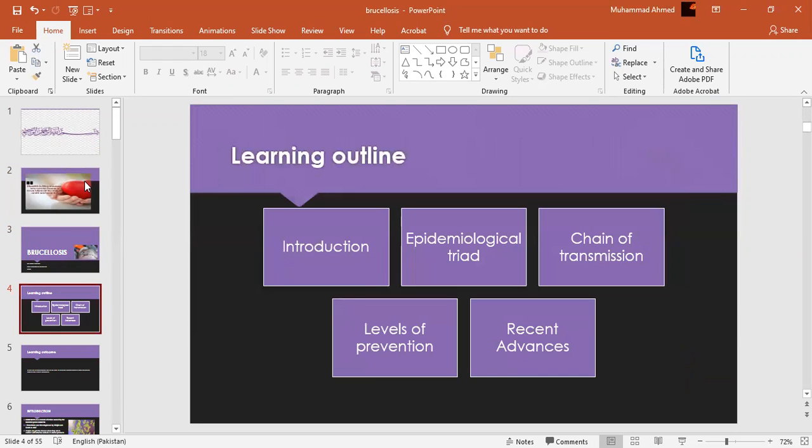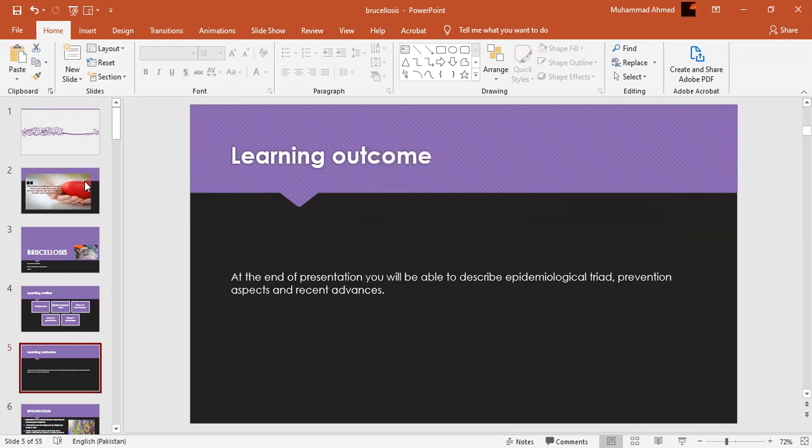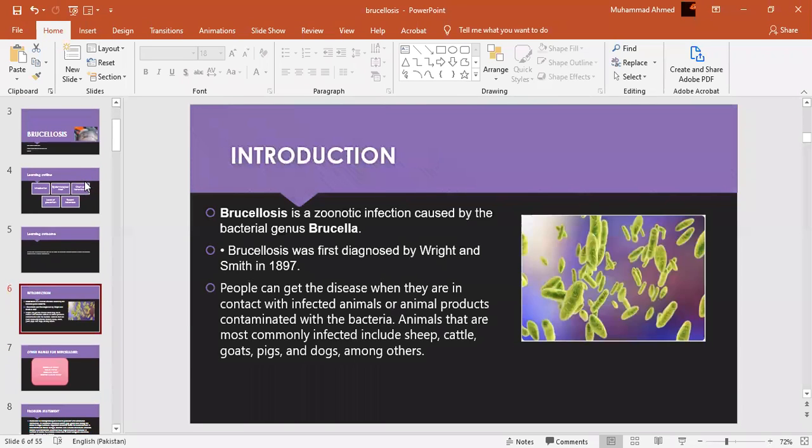Learning outlines are introduction, epidemiological triad, chain of transmission, levels of prevention, recent advances. Learning outcome: at the end of the presentation, we will be able to describe the epidemiological triad, prevention aspects, and recent advances. So here is the introduction. Brucellosis is a zoonotic infection caused by the bacterial genus Brucella.